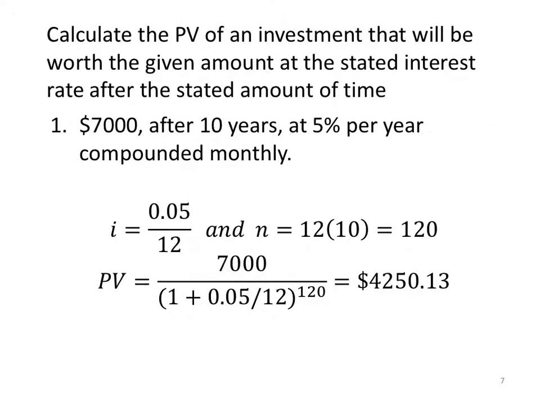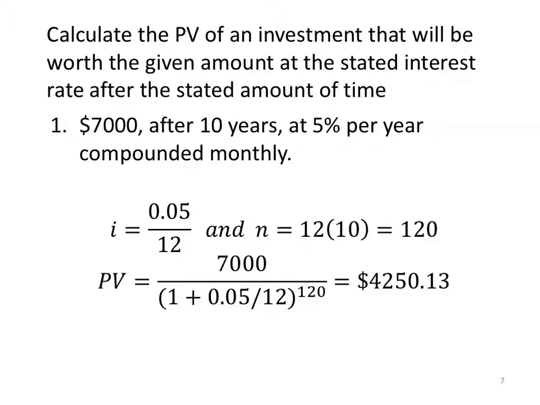Now let's calculate some present values. We'll calculate the present value of an investment that will be worth the given amount at the stated interest rate after the stated amount of time. So it will be worth $7,000 after 10 years at 5% per year compounded monthly. The 5% per year is 0.05. Compounded monthly tells me I'm going to divide by 12. My end value is monthly for 10 years, so 12 times 10 to get 120.